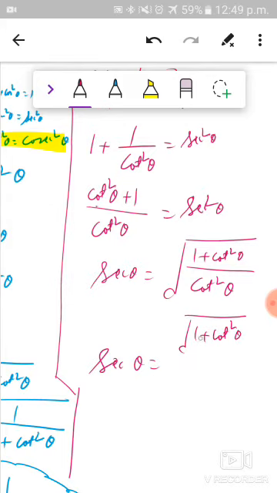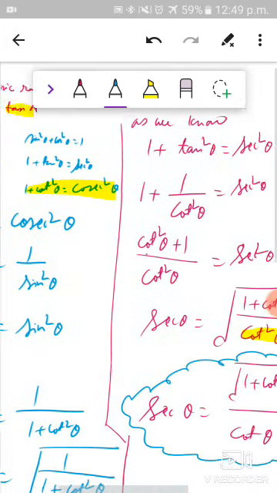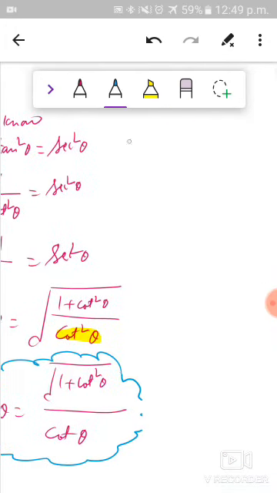Because we don't know the square root of 1 plus cot square theta, it will remain the same, and the square root of cot square theta is cot theta. So sec theta is the square root of 1 plus cot square theta, divided by cot theta. So we have written sec theta in terms of cot theta, right? And at last, what was there? Tan A in terms of cot A. So how to write tan A in terms of cot A? That is very easy, no?